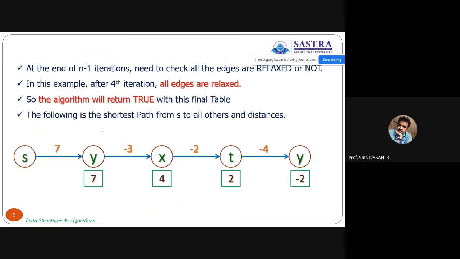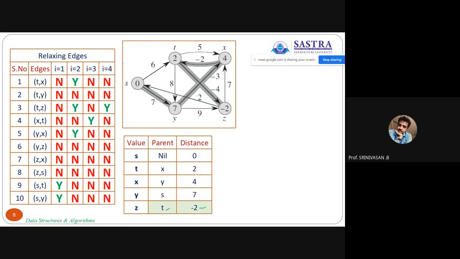So what is the conclusion here? At the end of the n minus 1 iteration, we need to check whether all the edges are relaxed or not. For example, after the fourth iteration in this example, all the edges are relaxed. You see that when i equals 5, that is the next iteration, if you repeat the same and check all the edges, the result will be the same only. So already all are relaxed, no need of changing anything. Changes are not required for any edge. It means that the problem is solved, and it does not have a negative weight cycle.